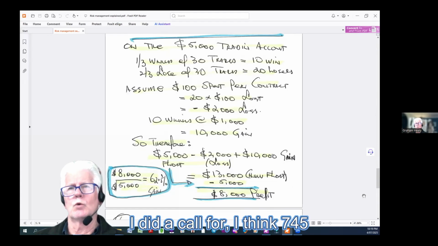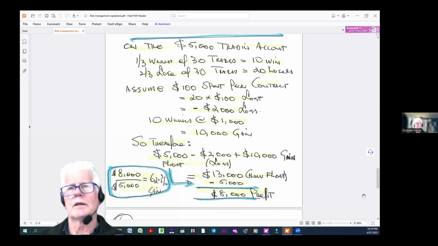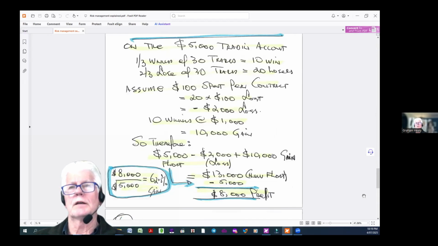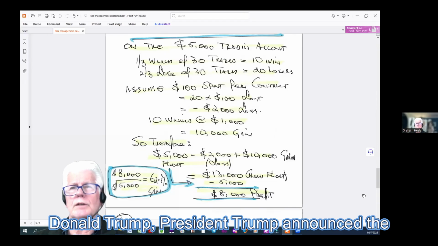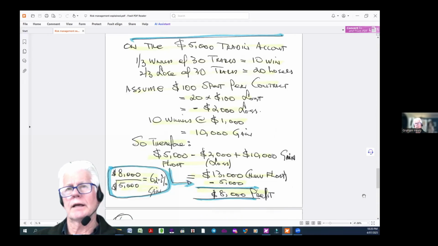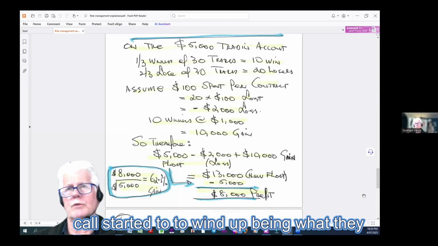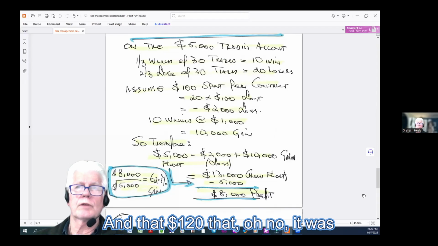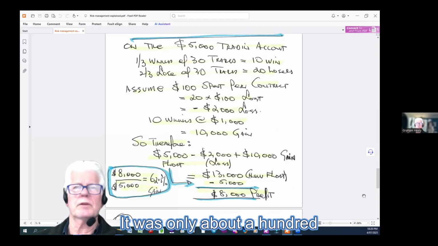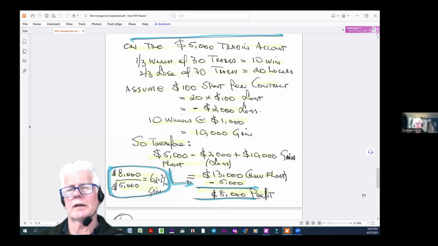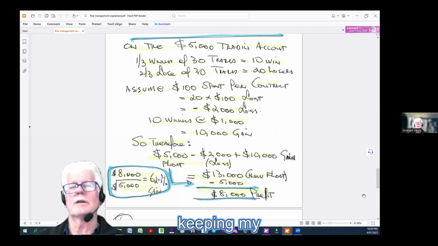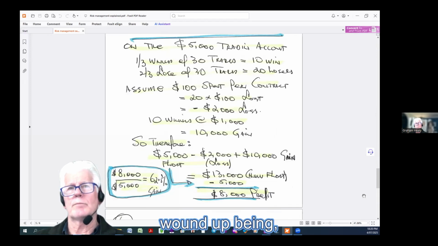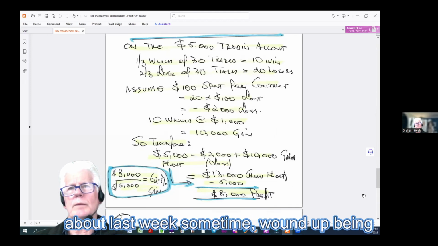I did a call for, I think, 745 share price, and I bought the call right at the bottom of the curve when President Trump announced the tariffs. And last week, that call started to wind up being what they call in the money. It was only about 100 American dollars that I invested in that particular one, keeping my risk ratios to that limit. Then that wound up being, about last week sometime, about $400.